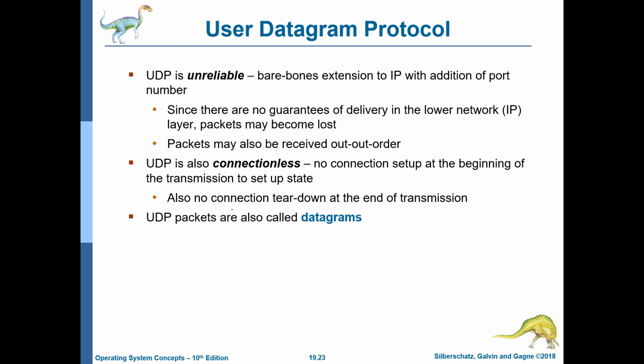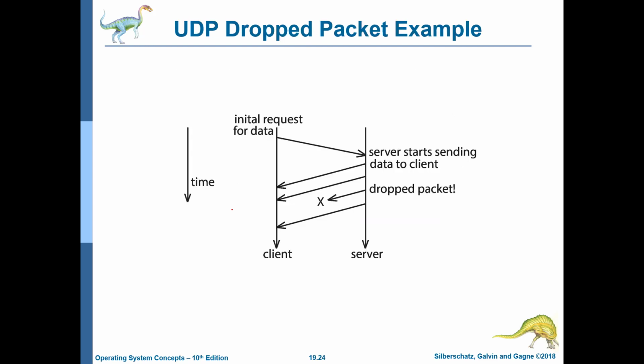So UDP packets are known as datagrams. You can think of it, telegram is to mail, datagram is to datum on the internet. So in the case of UDP, what can happen is that the client sends an initial request for data to the server. The server will start sending data back to the client. In this case, it will actually send a bunch of packets. So it is possible that one of the packets may get dropped. That's fine. So basically, the client will somehow have to recover or take care of the dropped packet, but the client will essentially recover.